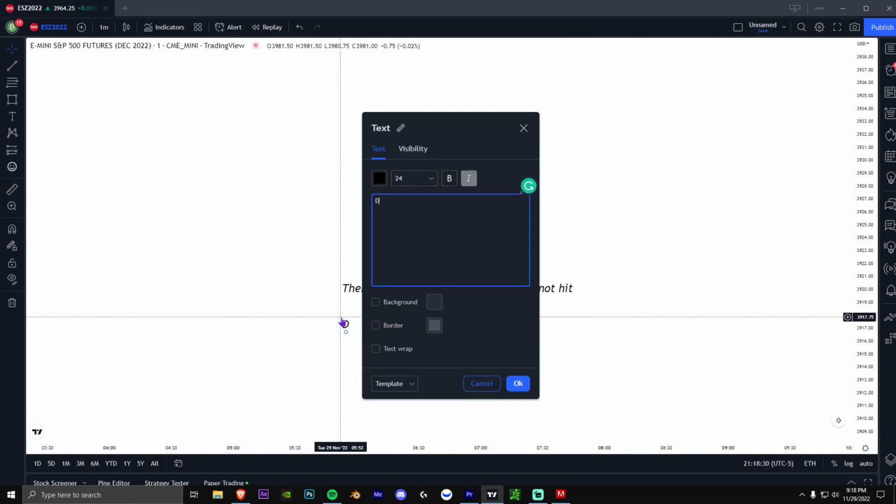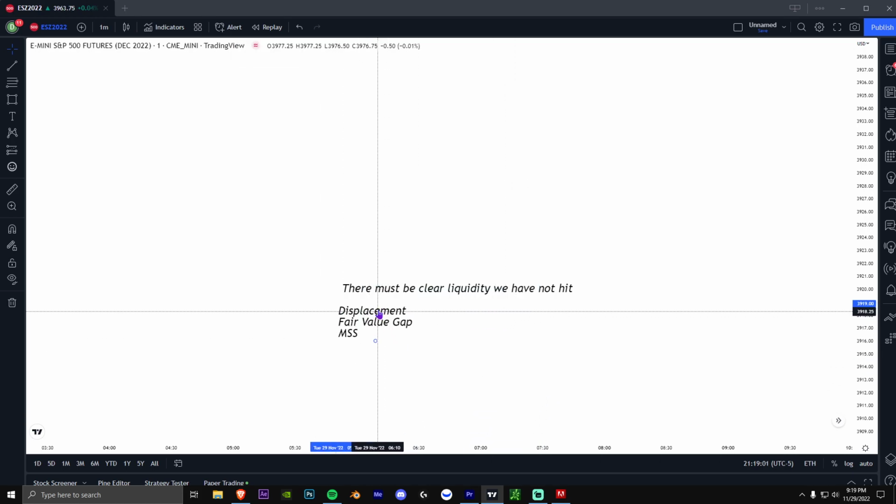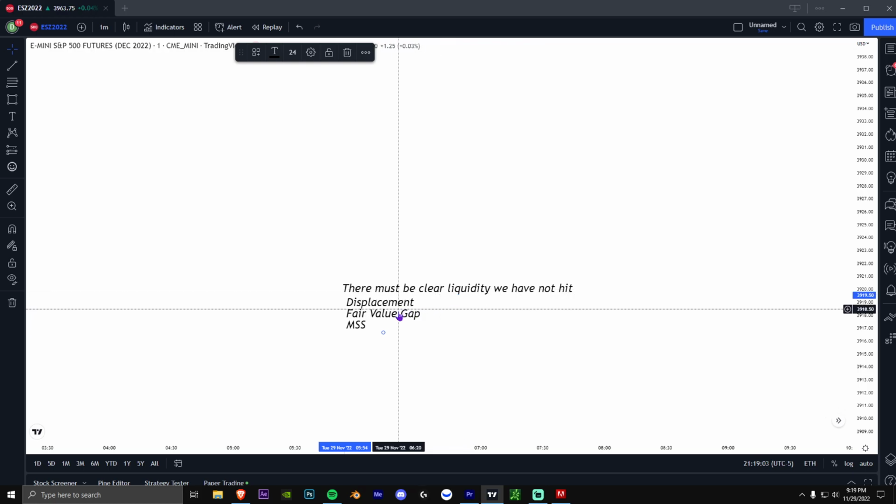There has to be displacement. There has to be a fair value gap, and you could use an order block, but I prefer using order blocks for like stop losses. There has to be a fair value gap. There has to be a market structure shift. So there might be displacement on some of these setups, but there might not be a market structure shift. So you have to make sure it breaks the last obvious higher low or a higher high if you're bullish, and it has to be very energetic and go far. So there has to be these 3 things. There must be clear liquidity we've not hit.